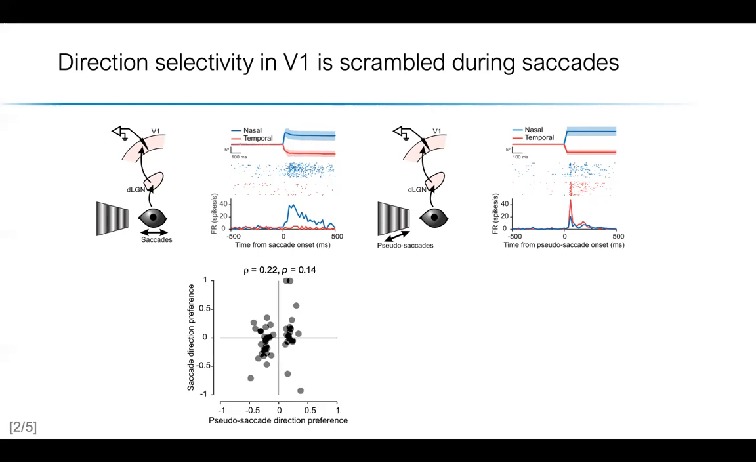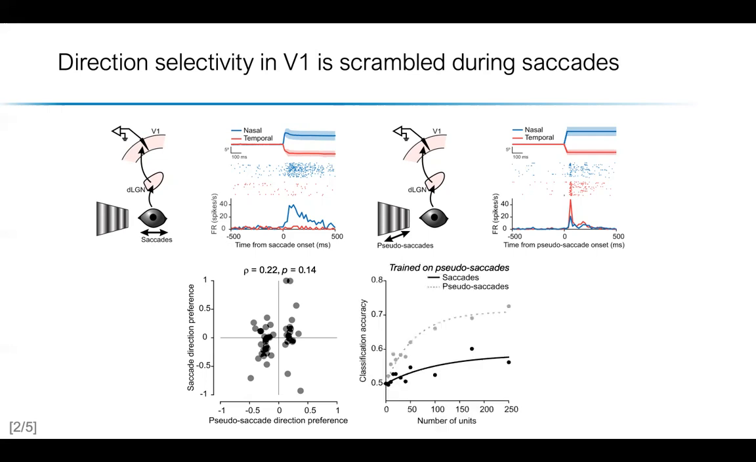Interestingly, in contrast to this expectation, there was a lack of correlation, and many neurons reversed their preferred direction during saccades. Thus, direction selectivity is scrambled during saccades, and saccades and externally occurring motions induce distinct patterns of activity in V1. Accordingly, because of this scrambling, if we train a linear classifier on the response to pseudosaccades to discriminate the different directions of motion, the decoder fails to generalize to real saccades and performs very poorly.